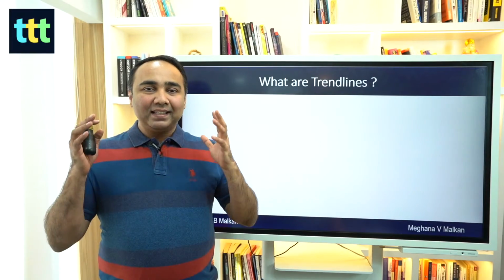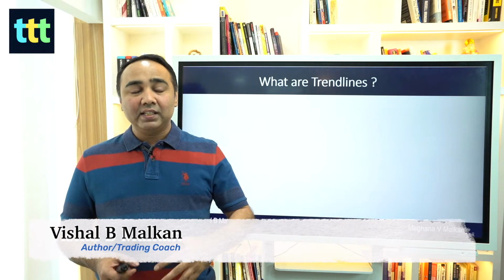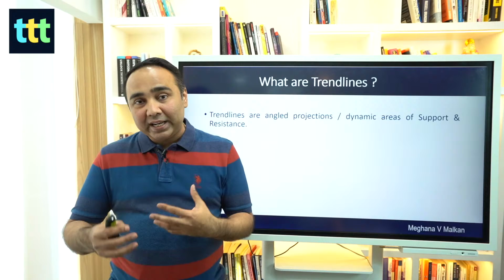Today's topic is trend lines. So what are trend lines? Trend lines are like angular lines which you draw joining the lows or the highs, which will give you dynamic areas of support and resistance. I will show you more examples.